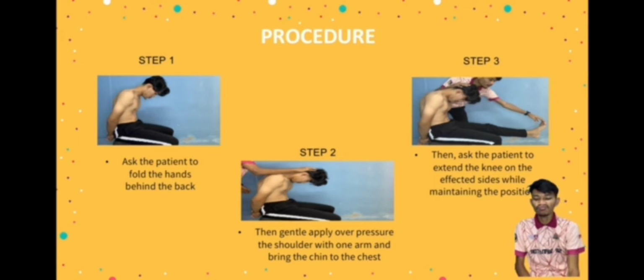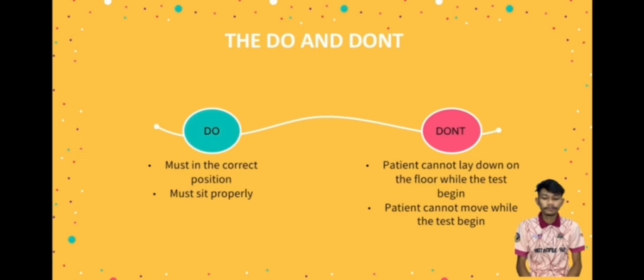Next, the last one is the do's and don'ts. What is do? The patient must be in the correct position. The patient must sit properly. That's for do. And for don't, the patient cannot lie down on the floor while the test begins, and the patient cannot move while the test begins.